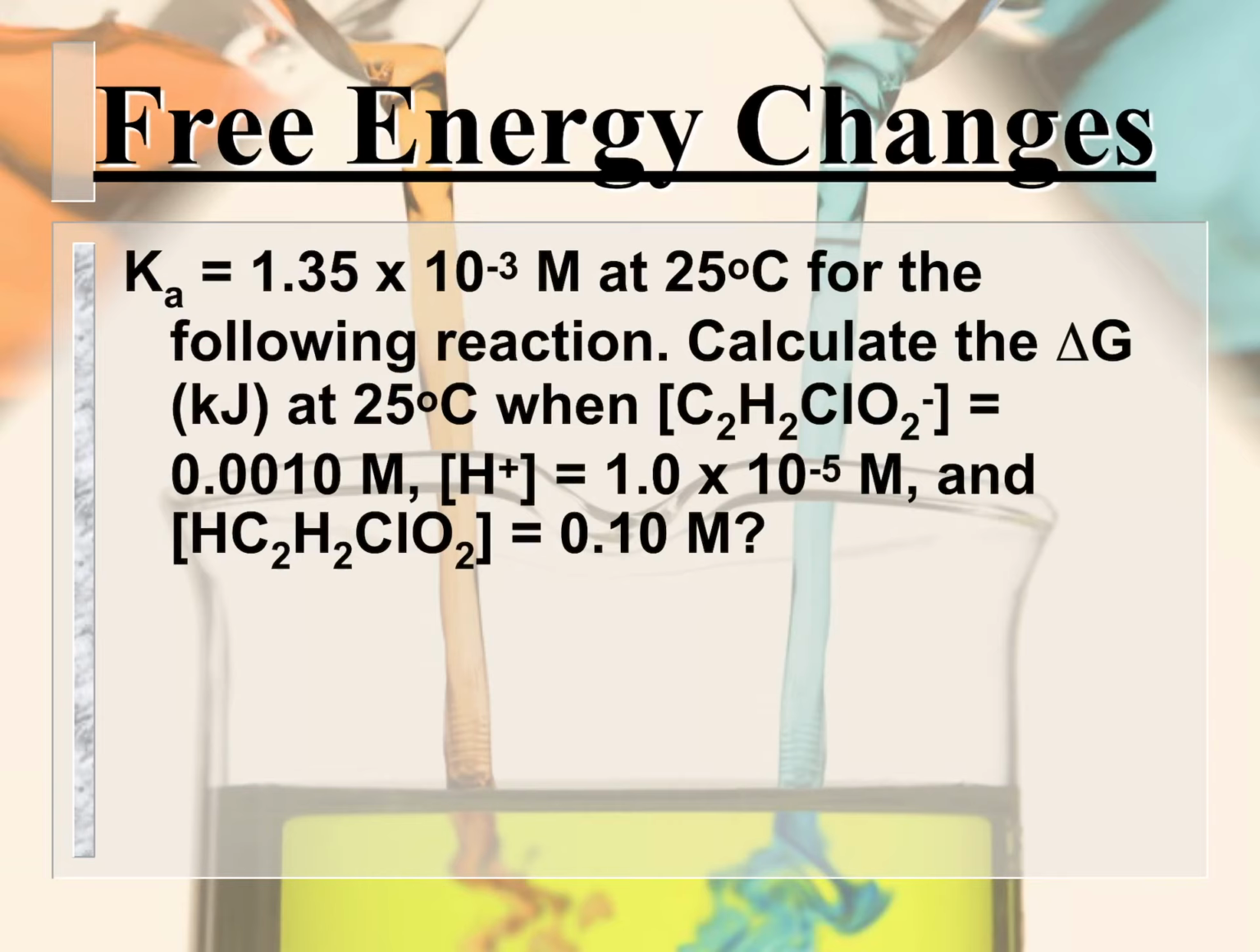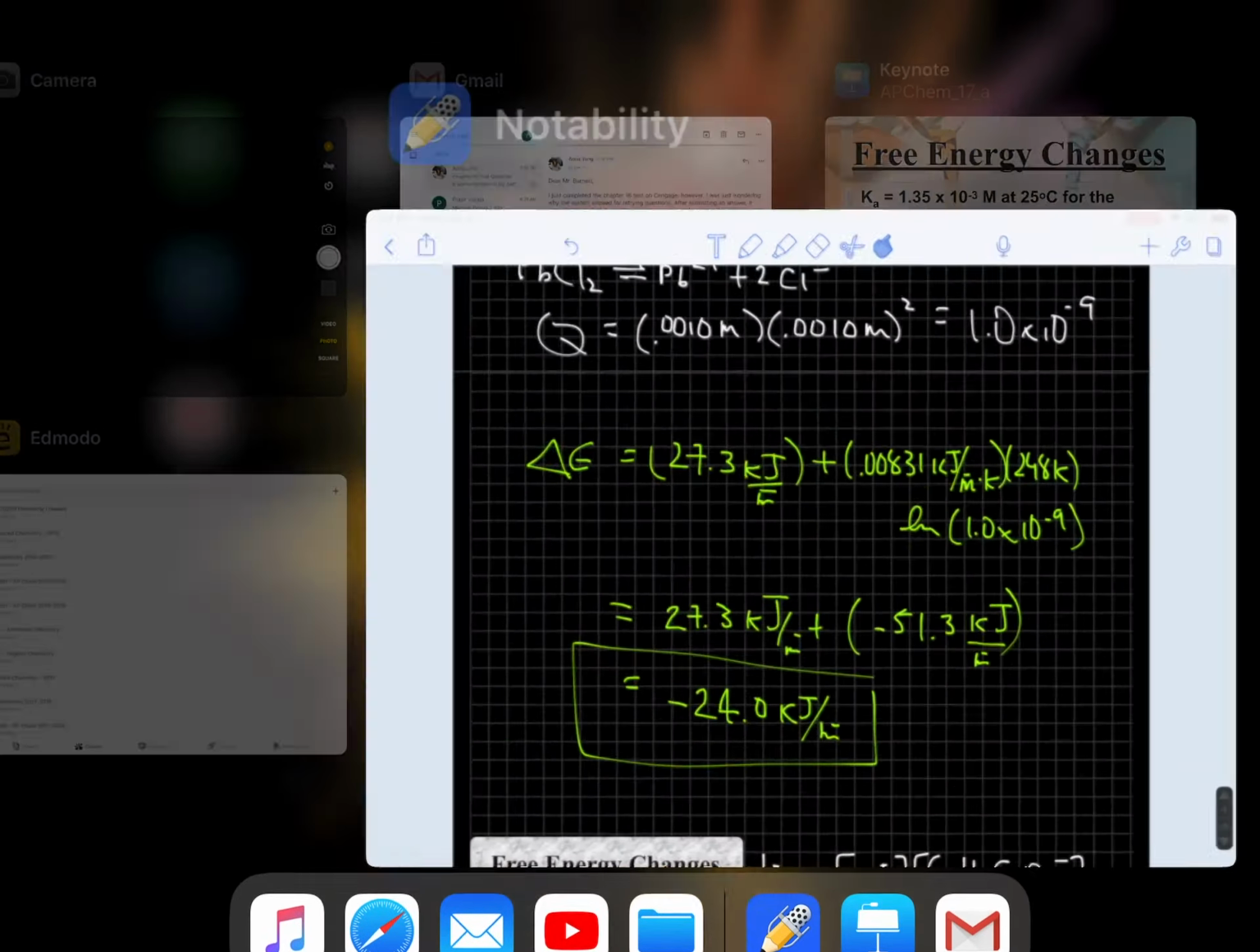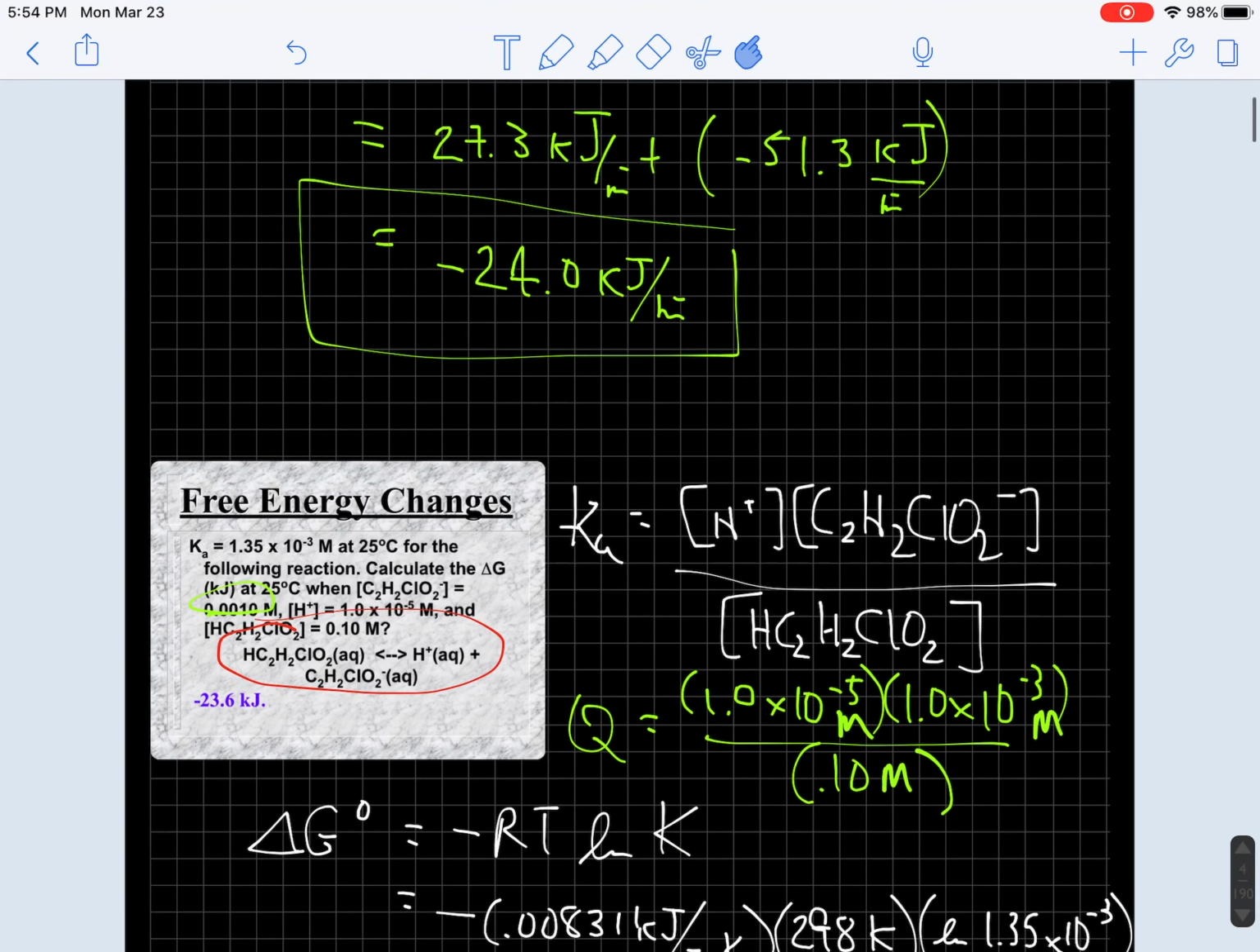All right, so they give you this problem. We've got Ka for a given process, and they want us to calculate delta G at 25 degrees Celsius when we have those certain ion concentrations. They give us the acid and the conjugate base at 1 times 10 to the minus 5 molar, and then the original acid at 0.1 molar. Okay, we can do this.